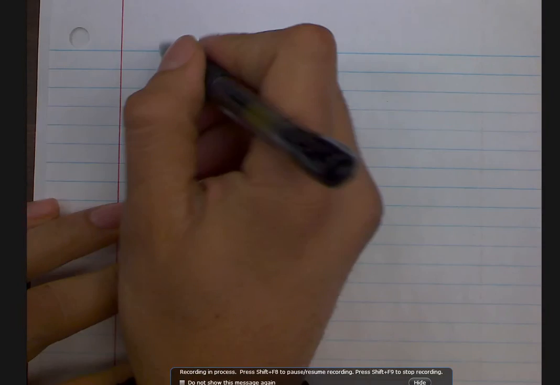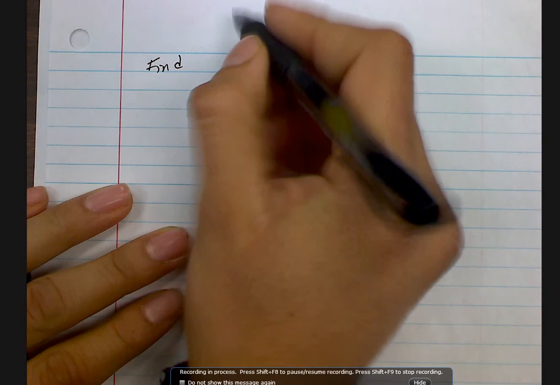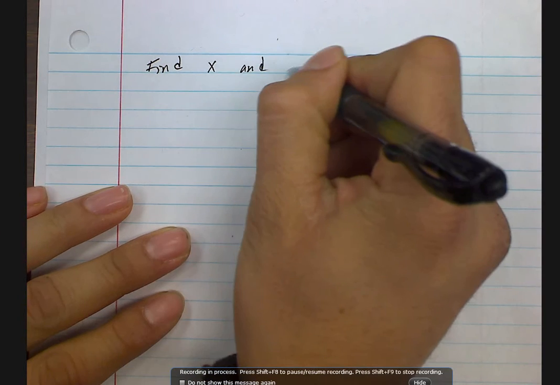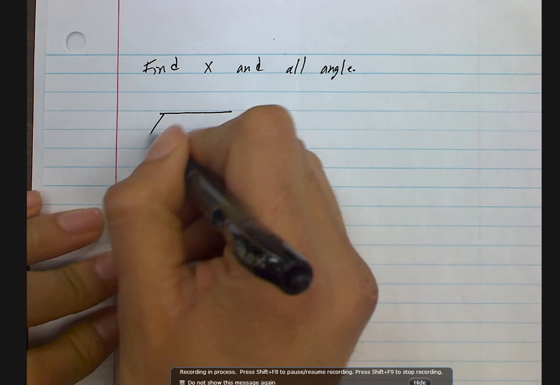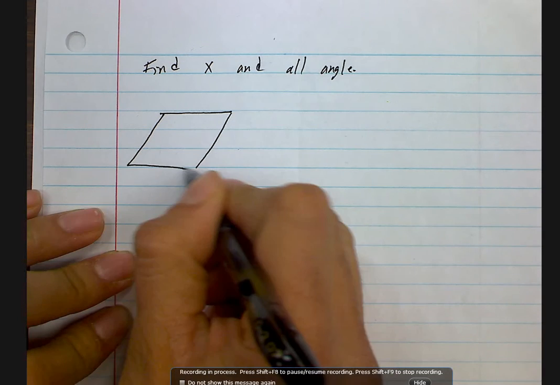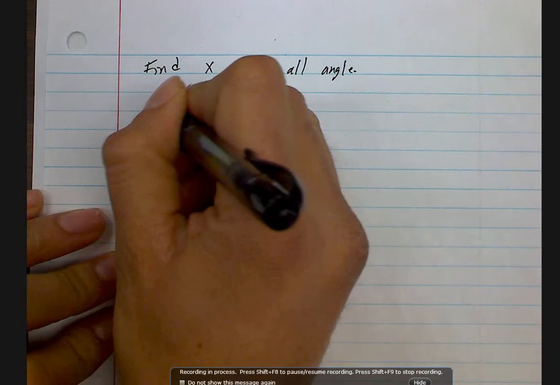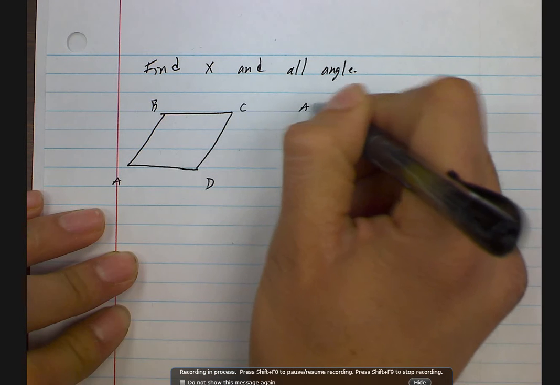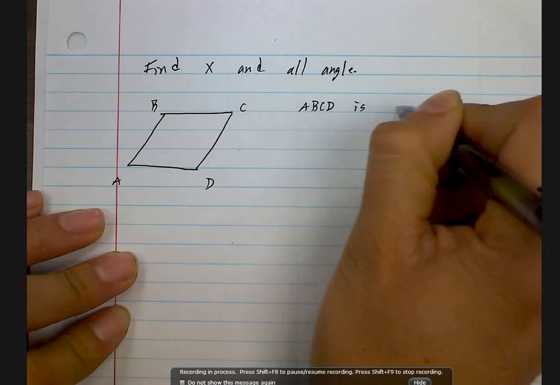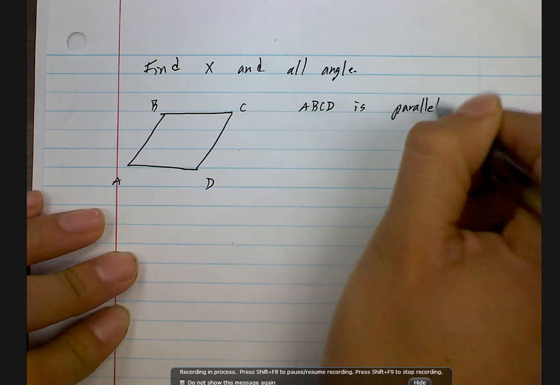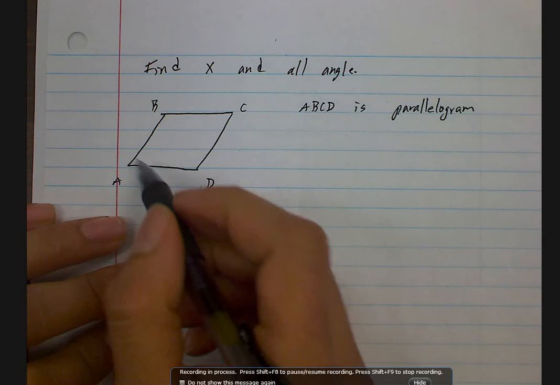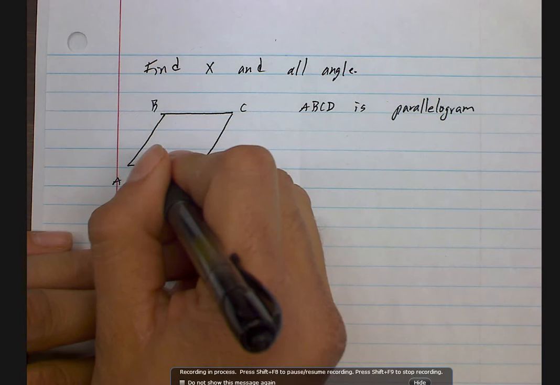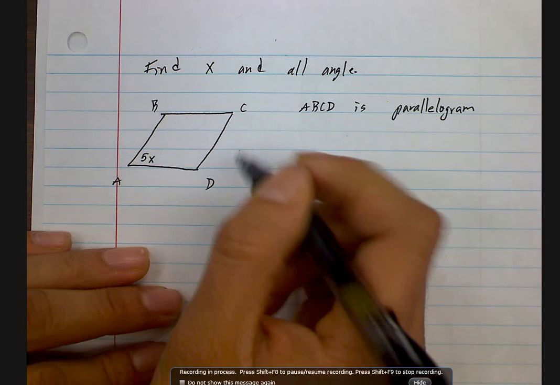Okay, so let's look at this problem. We're going to find x and all angles. Let's say I have this shape, which is a parallelogram. Let's call this ABCD. So ABCD is a parallelogram. Now, let's say angle A is 5x, and angle B is 10x plus 5.